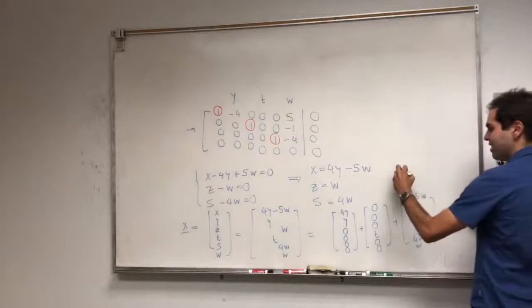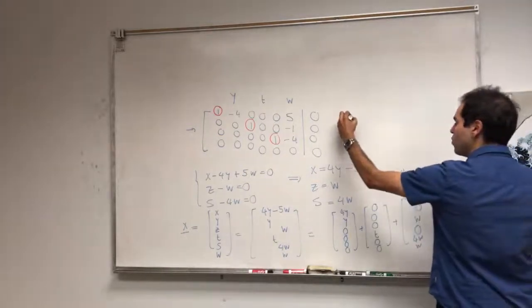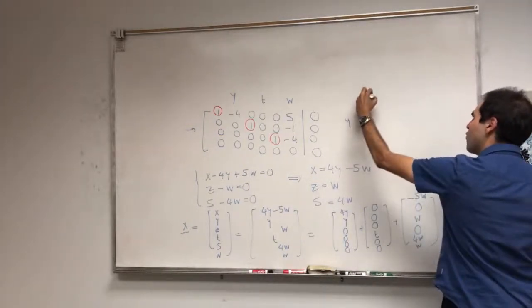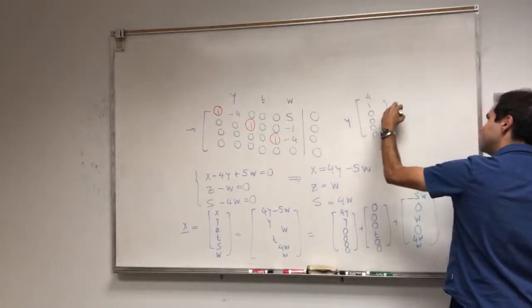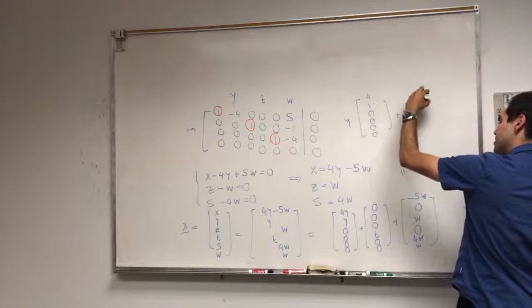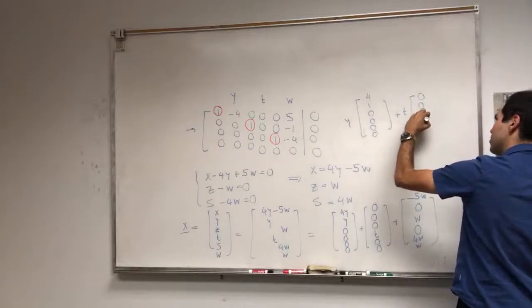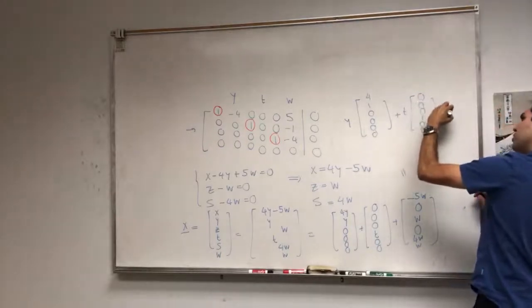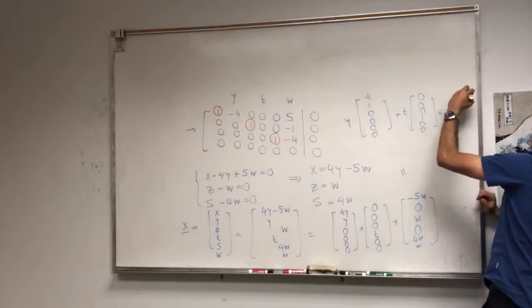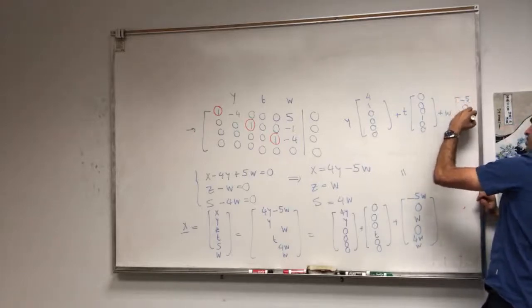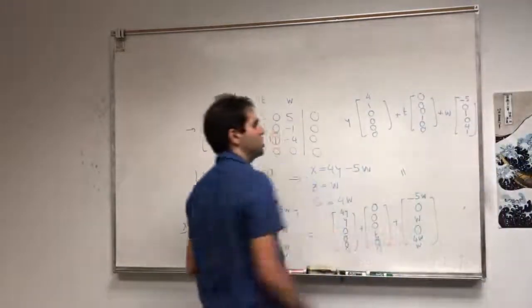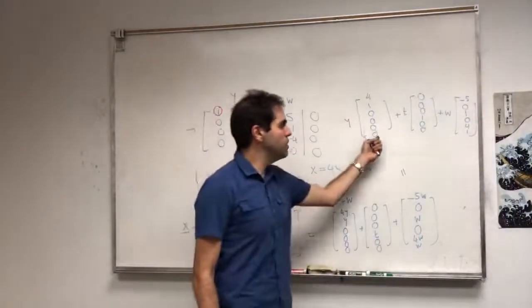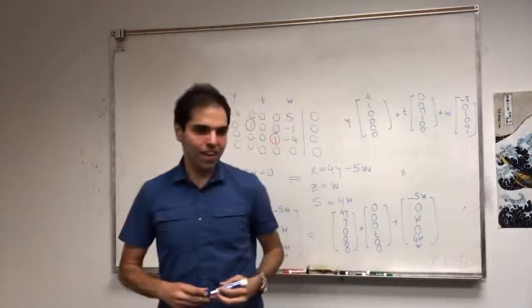And you can actually write this as a linear combo. We get y times the vector 4, 1, 0, 0, 0, 0, plus t times the vector 0, 0, 0, 1, 0, 0, plus w times the vector minus 5, 0, 1, 0, 4, 1. And if you want, you can write the general solution as simply being the span of those vectors.